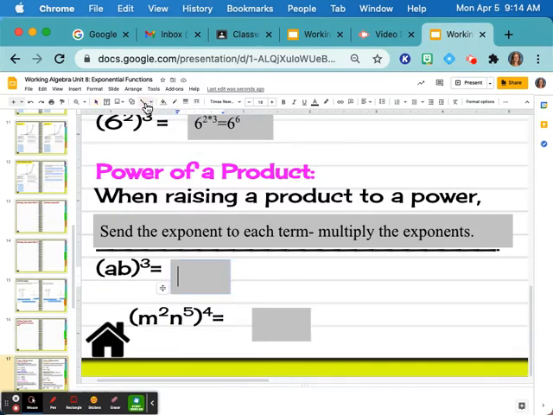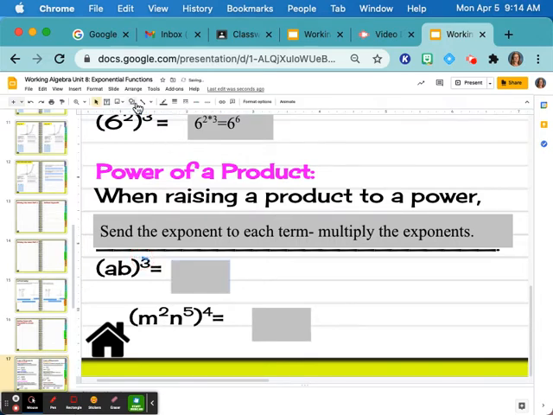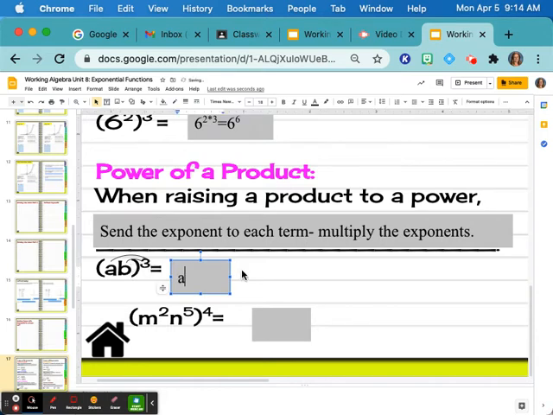So if I were to use my scribble tool, I'm going to take this 3. Oh, that's not the scribble tool. That is the line tool. Do a scribble. And take this to the A and then take it to the B. Since both of them don't have an exponent, that means there's an exponent of 1. And I would multiply the exponent of 1 times 3, which gives us 3. And then the exponent of B is 1. So I'd multiply 1 times 3, which is 3. So A to the 3rd power and B to the 3rd power.